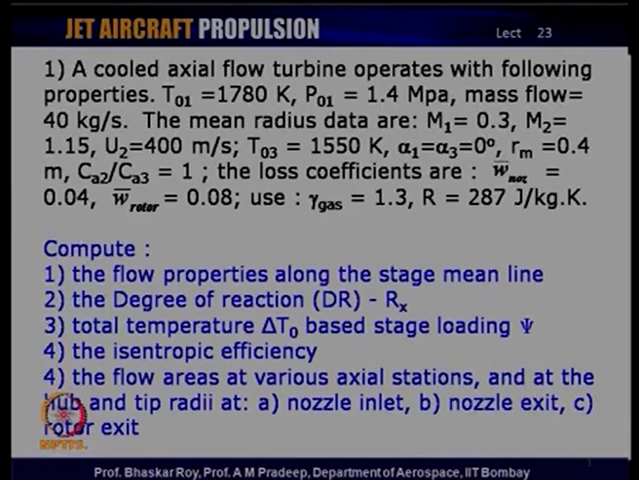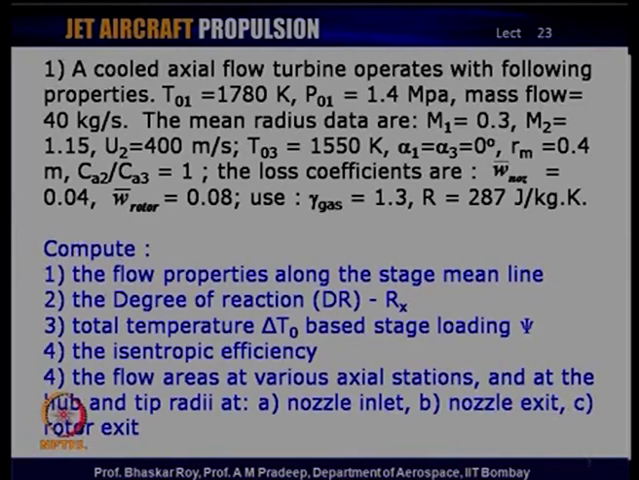T03, that is the exit temperature from the turbine, is given as 1550 K, and some simplistic angular parameters are prescribed here, that is alpha 1 is equal to alpha 3 is equal to 0 degree. That means, flow is coming in and going out axially. That of course, simplifies the problem, but it is also reasonably realistic. So, it is not just ideally simplified, but it does represent a realistic flow situation.